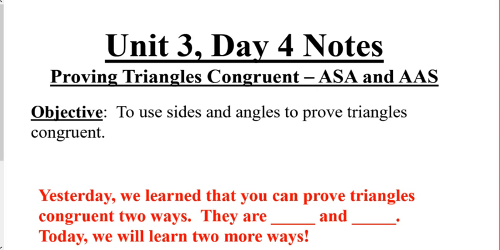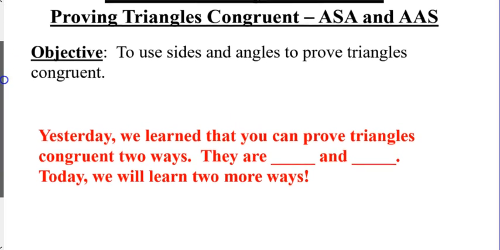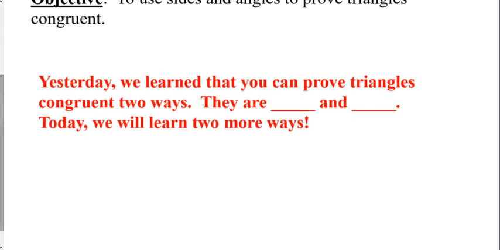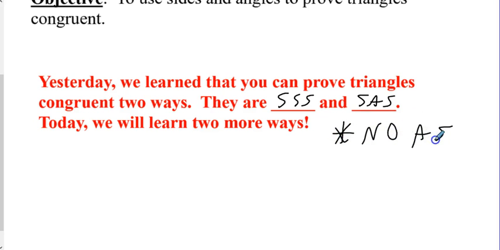Okay, new stuff. 2 new rules, ASA and AAS. Obviously, ASA is going to be angle, side, angle, and AAS is going to be angle, angle, side. So, it's going to be the same objective. So, yesterday we learned about SSS and SAS. And really important, remember, no ASS, also known as SSA. Very important. Please write that down.